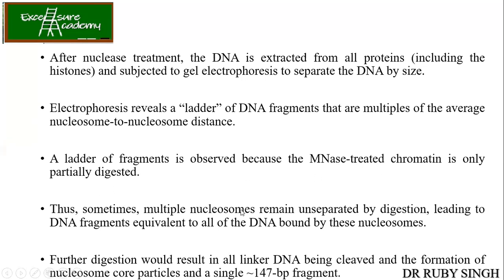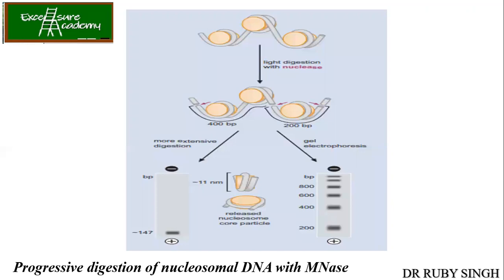Third, sometimes multiple nucleosomes remain unseparated by digestion, leading to DNA fragments equivalent to all of the DNA bound by these nucleosomes. तो इसमें हमें काफी डिफरेंट पॉपुलेशंस मिलते हैं, ठीक है ना. फर्दर डाइजेशन से हमें ये पता चला, तो न्यूक्लियोसोम कोर पार्टिकल को जो रैप कर रहा है डीएनए, उसका लेंथ अराउंड 147 बेस पेयर है, ठीक है. तो ये हमें एक्सपेरिमेंट से पता चला.